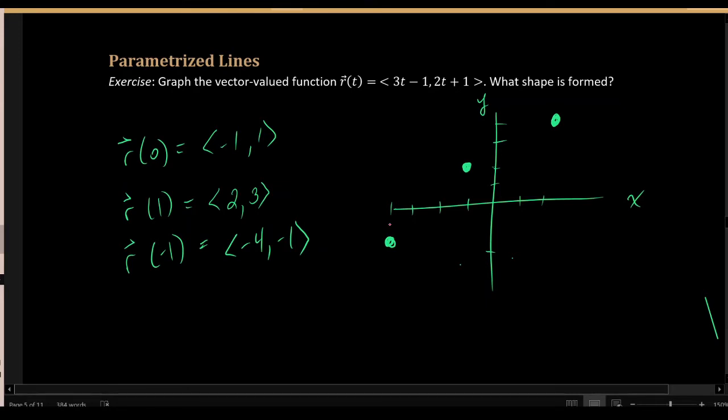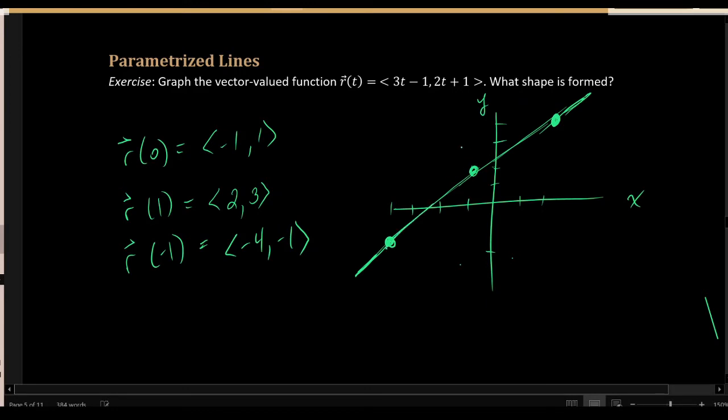Now this drawing is not perfect by any means, but notice that these points are already beginning to line up. And if I plotted more values of t, if I was even more careful, we would see it lining up even to a greater extent. So I'm going to connect the dots with my best attempt at a straight line.